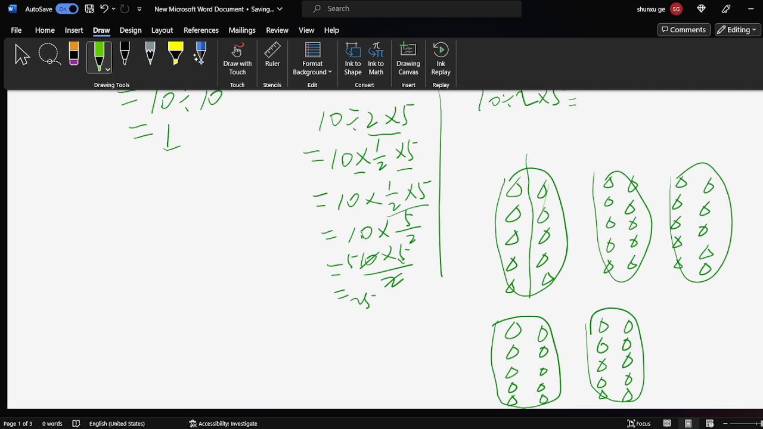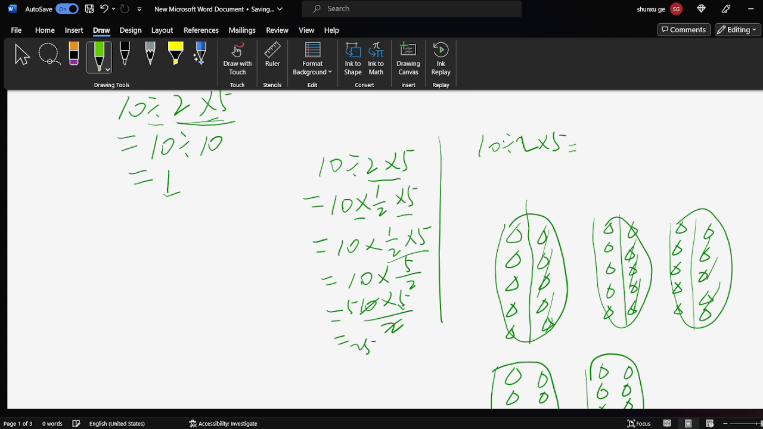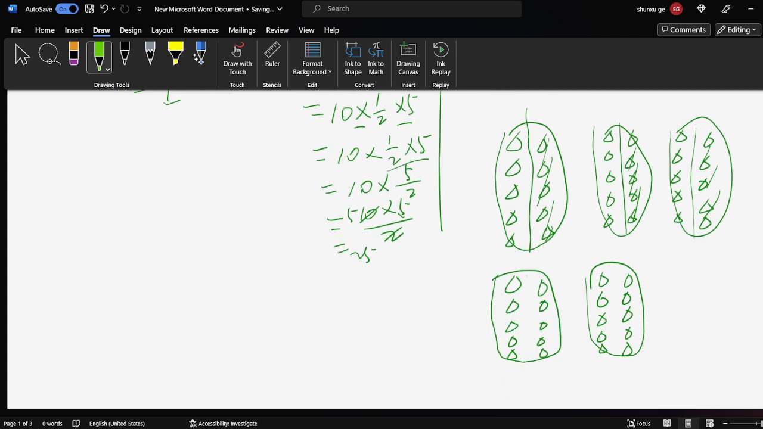So one part is totally here. It's 5: 1, 2, 3, 4, 5. Okay, then one part is 5. So now, how many does this part total? So one part, here is the second part, three parts, four parts, five parts. So you can add this together.